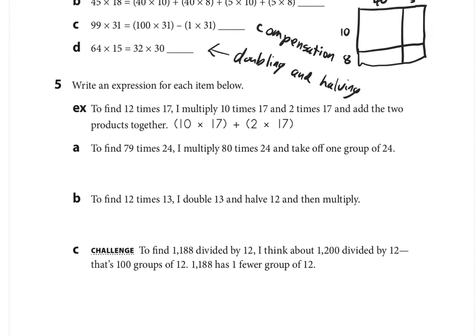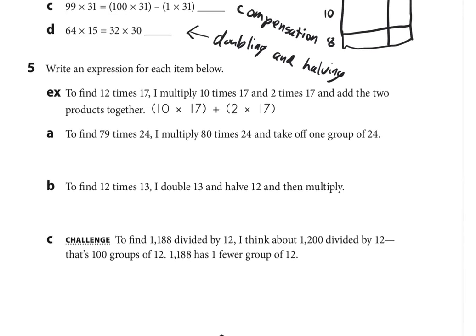And then finally, number 5, we have an expression for these. And looks like there's the same methods that we're looking at. So for this A, to find 79 times 24, I multiply 80 times 24 and take off one group of 24. What are they doing? That is compensation. For part B, I double 13 and halve 12, so they are doing doubling and halving.